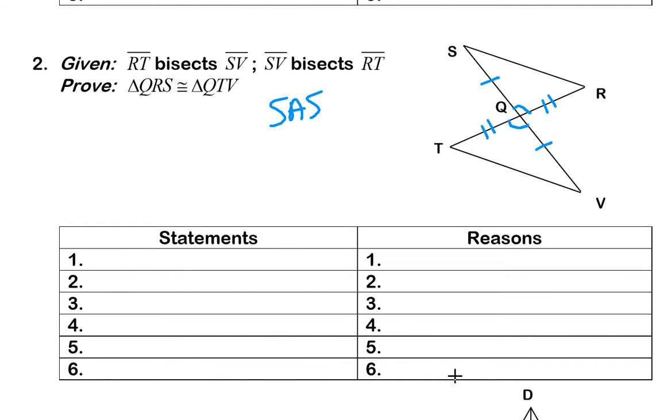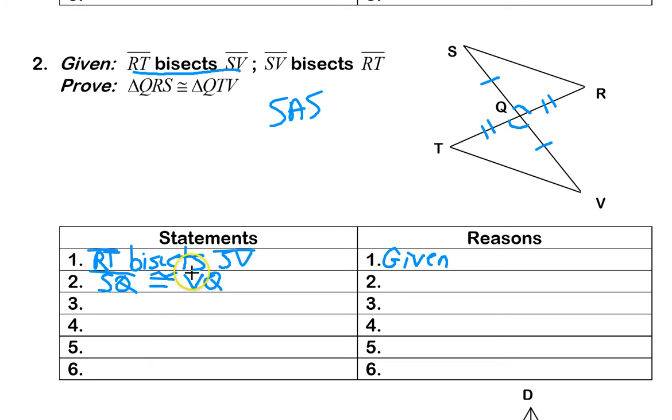All right, so let's go ahead and start with one of our given statements. That's always an easy place to start. So we've got RT bisects SV, and that is because it is given. All right, and RT bisecting SV, let's look at that again. That told us, therefore, that this segment SQ is congruent to VQ. So let's write that next. SQ has to be congruent to VQ.